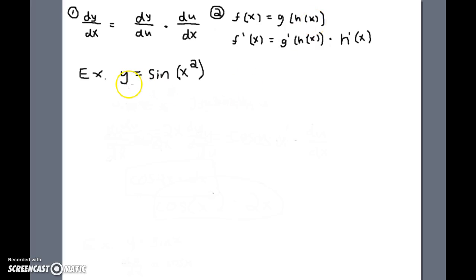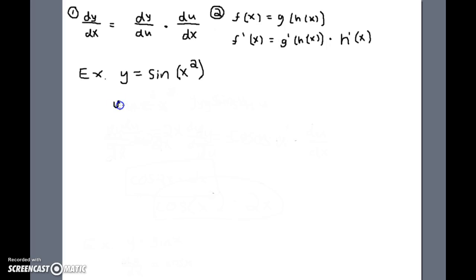So let's work through this example problem right here, where you will be able to see these two ways of chain rule at play. So y equals sine of x squared. Now there are two functions at play here. We have the sine function, and now we also have the x squared function. So let's break this down.